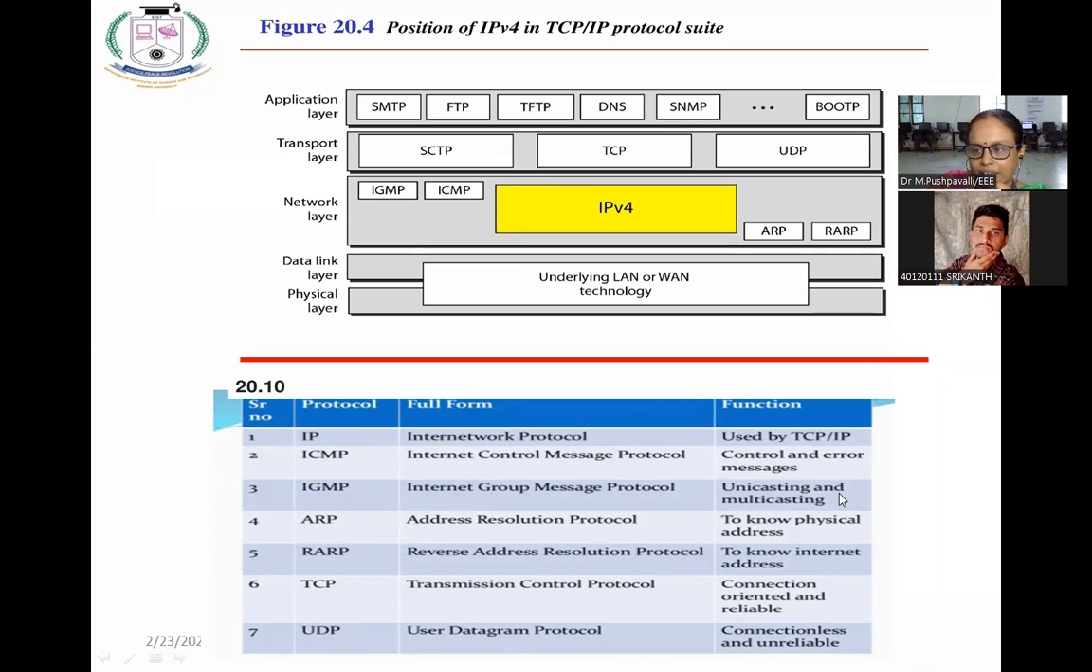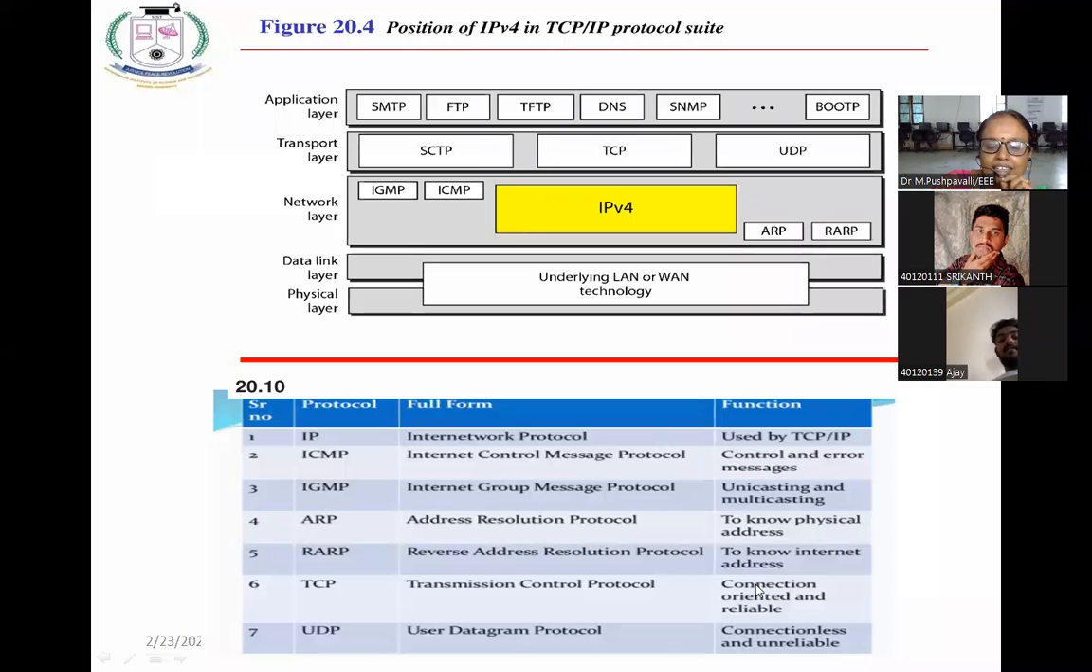unicasting and multicasting. Unicasting means what? One-to-one casting. Multicasting means one-to-many. Broadcasting means one-to-all. That we used to say. Then ARP, Address Resolution Protocol, and RARP, Reverse Address Resolution Protocol. This is mainly to get the physical address and the internet address. We will see one by one. So today we are mainly going to cover the IP, Internet Protocol, IPv4 and IPv6.